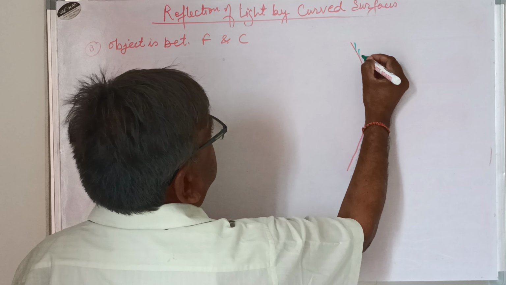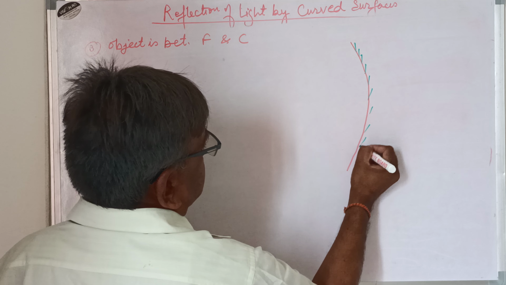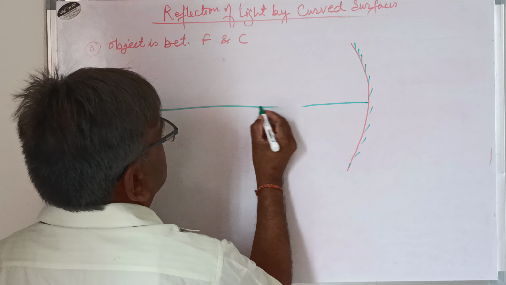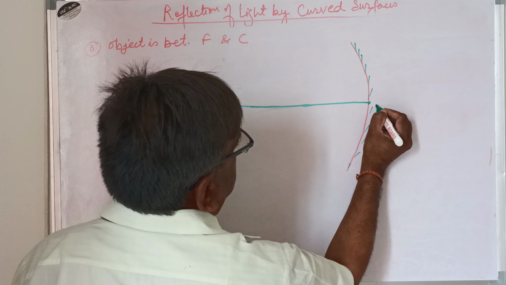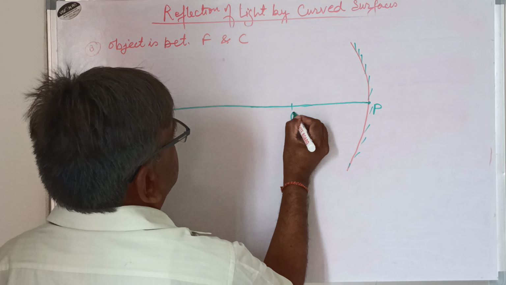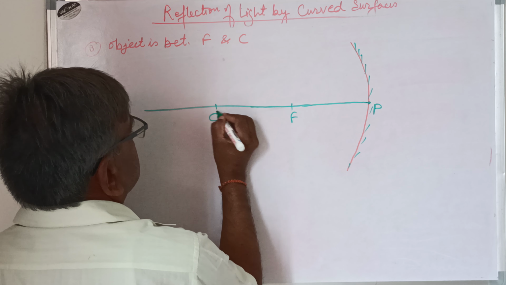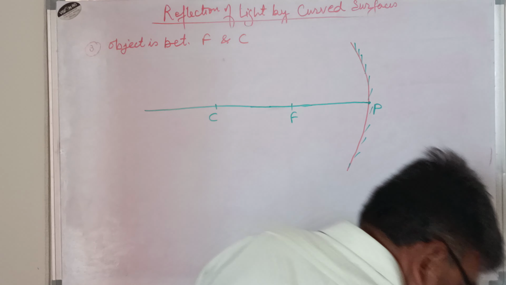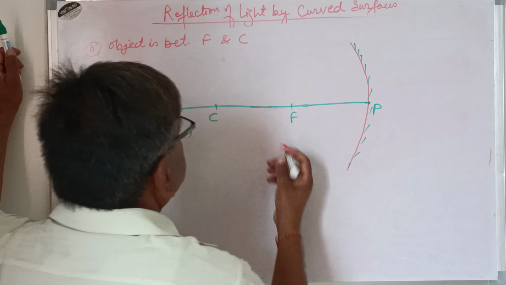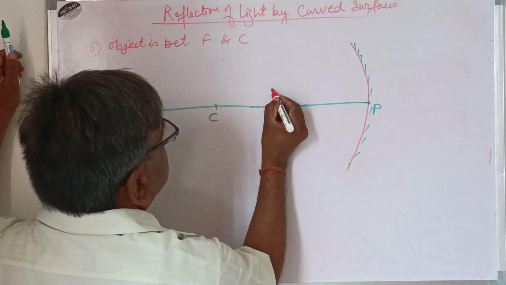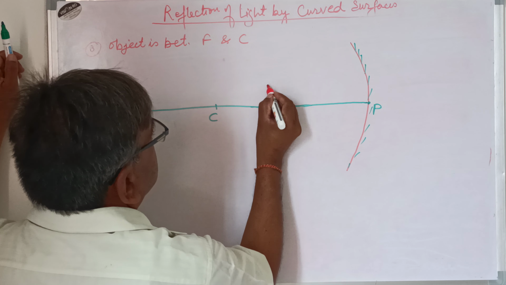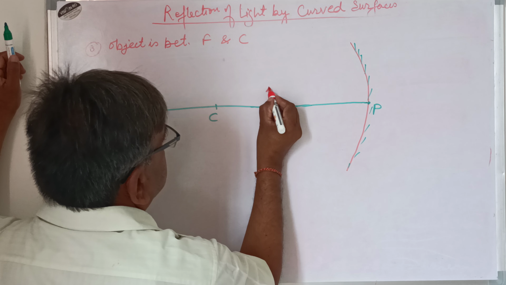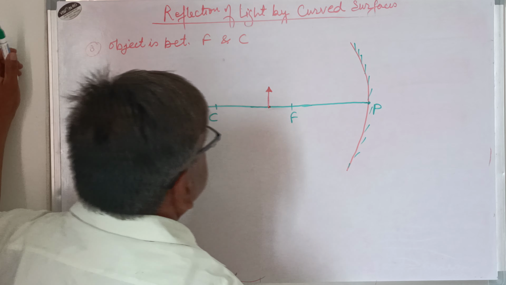This is our mirror. This is point P. This is our principal axis. This is F. This is C. First the object was here, then at focus, now we have come here. Let the object be between focus and center of curvature. This red one is a small image.